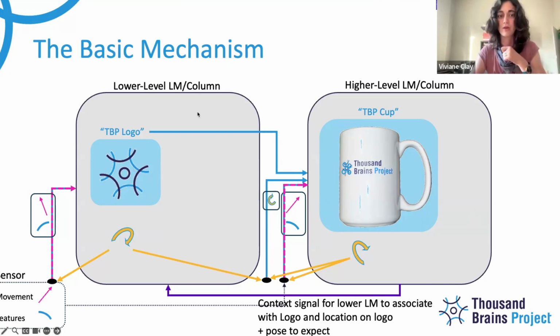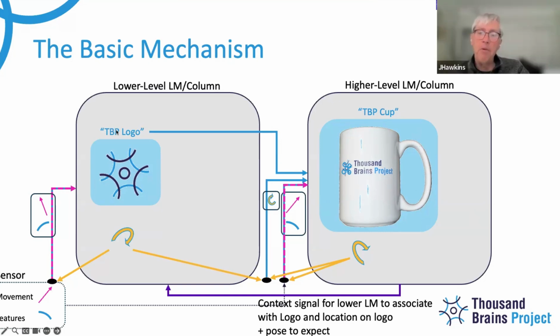It's not just like voting, where it's like, oh yeah, whenever you sense the cup, I sense the logo. Another way to put that: if you were looking at a different part of the cup, maybe the bottom or the handle area, it wouldn't predict the logo at all. Only when your eyes or your sensor move to the area where the logo actually is does the lower level learning module say, oh, there should be a logo.